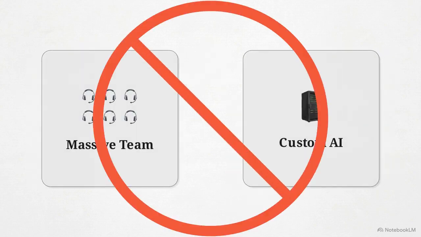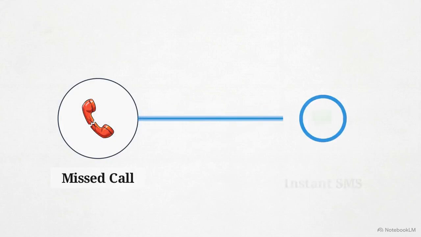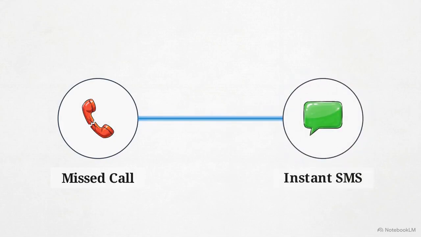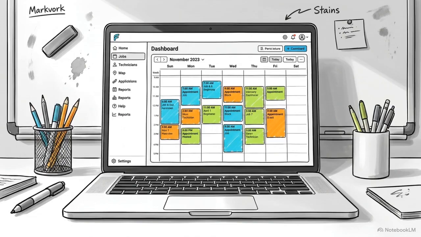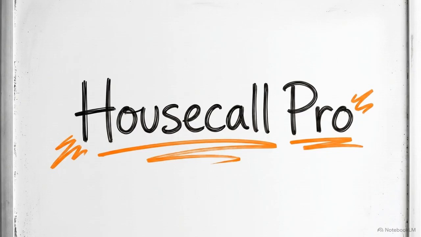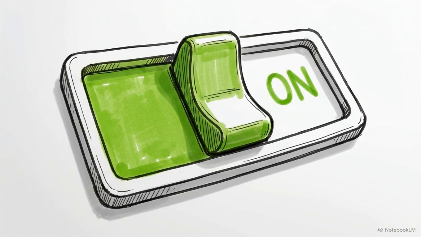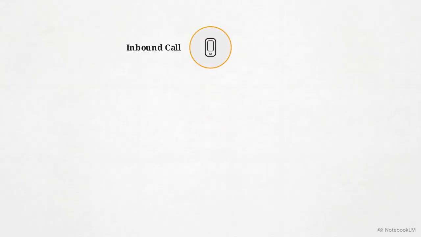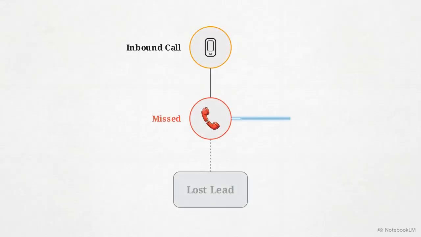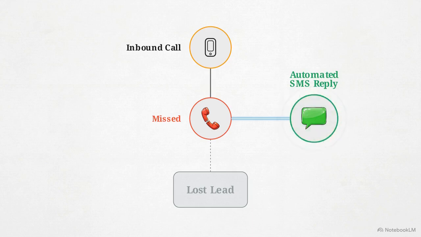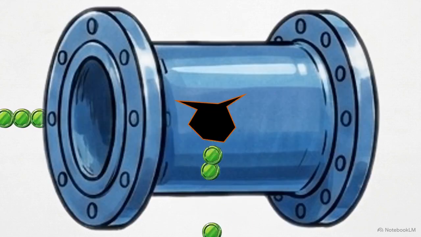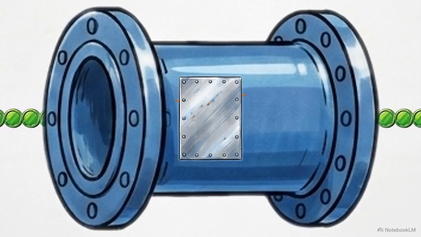You do not need a massive team of dispatchers or an expensive custom artificial intelligence system to prevent this. We are going to build a simple, automated missed call text back system using the software you likely already pay for. To follow along, open up the CRM or field service platform your company currently uses. Tools like Service Titan or House Call Pro or a simple Zapier connection have the features required for this setup. By the end of this tutorial, you will have a system that catches dropped calls and automatically engages the customer, closing a massive leak in your revenue pipeline without writing a single line of code.